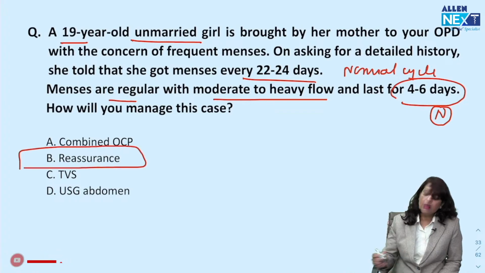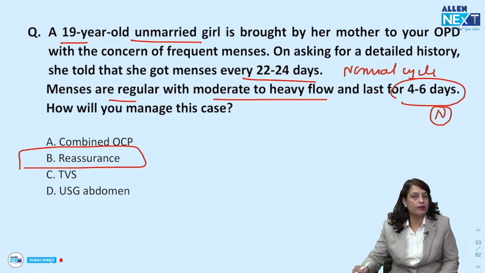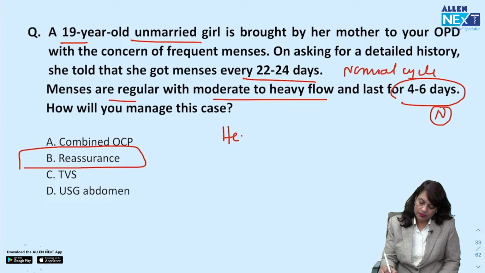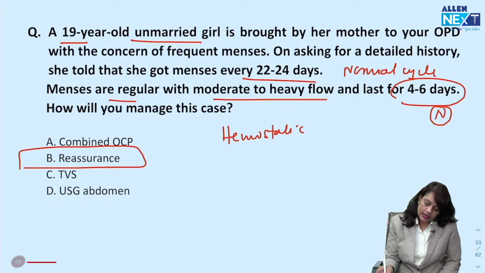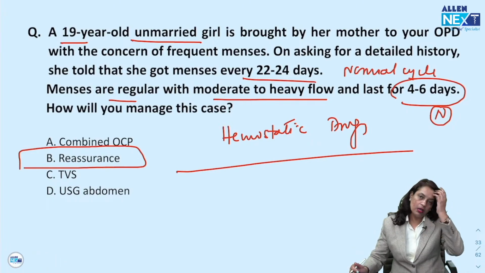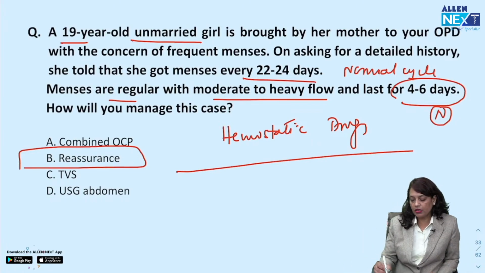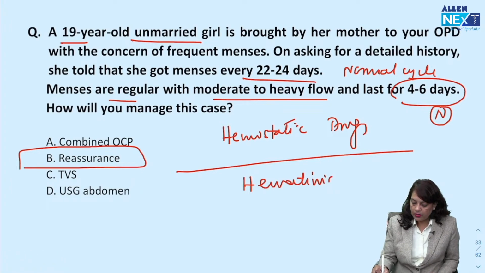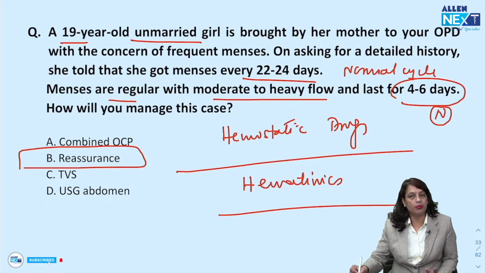This is reassurance, because in young patients sometimes the cycles can be anovulatory. If the periods are very heavy, you can give hemostatic drugs, but no need to put her on any hormones. In the next few cycles she will be better, plus you can add hematinics so that she does not develop anemia. Okay, the rest is reassurance.